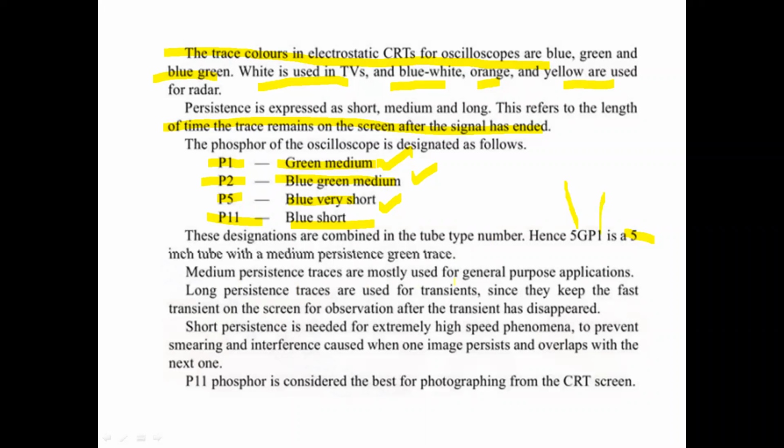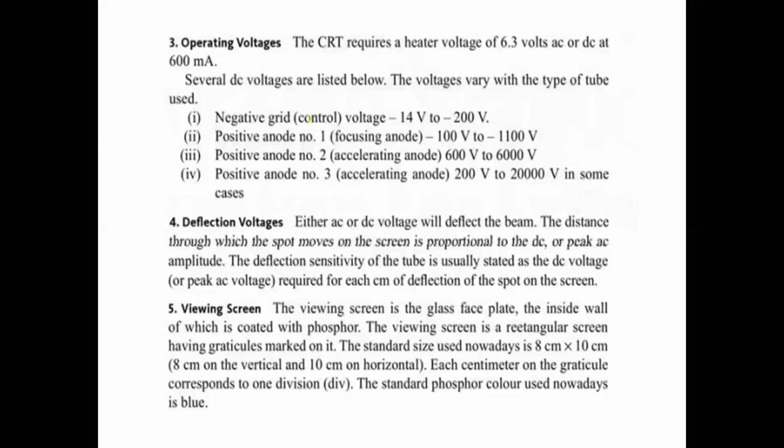Medium persistence traces are mostly used for general purpose applications. Long persistence traces are used for transients, since they keep the fast transient on the screen for observation after the transient has disappeared. Short persistence is rated for extremely high-speed phenomena to prevent smearing and interference caused when one image passes and overlaps with the next one. P11 phosphor is considered the best for photographing the CRT screen. Next, these are the different operating voltages.